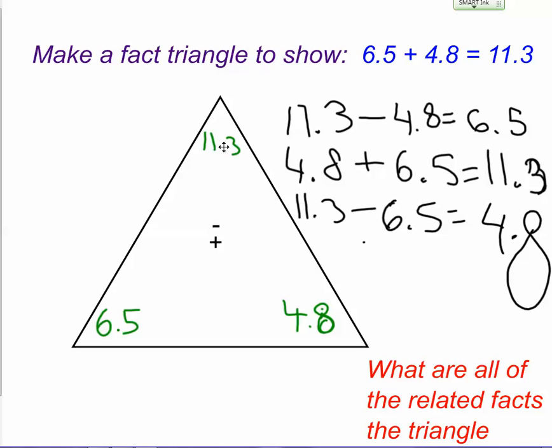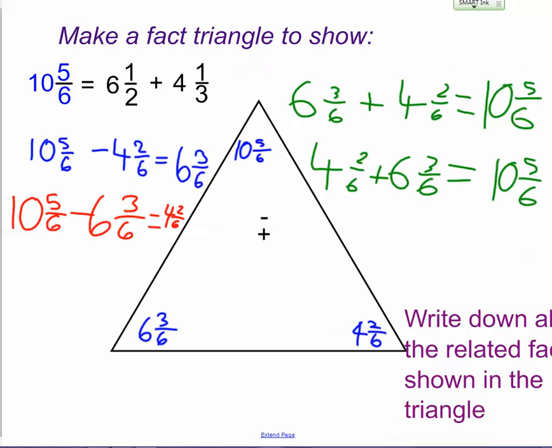11 and 3/10 goes at the top. 11 and 3/10 minus 6 1/2 is 4 8/10. 11 and 3/10 minus 4 8/10 is 6 1/2. And 4 8/10 plus 6 1/2 is 11 3/10. So we switch the order because of the commutative property, and then we write two subtraction problems to show all the related facts. Okay, we can do this with any kind of rational number or real number.